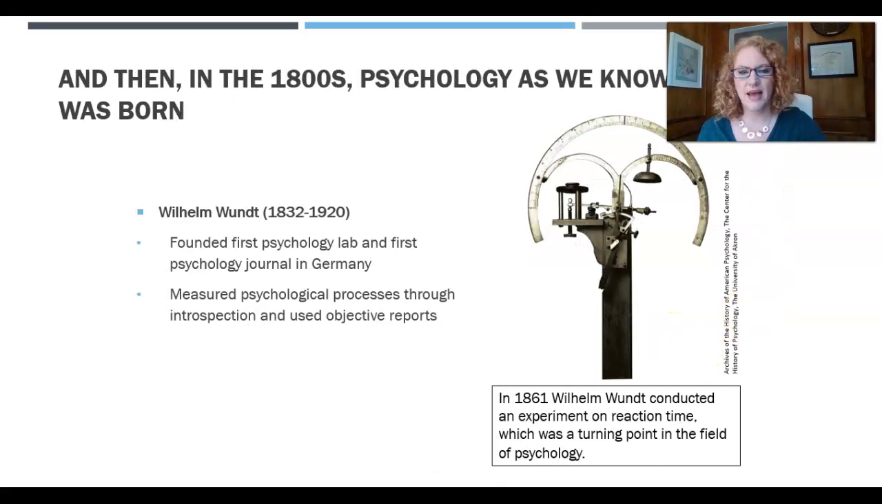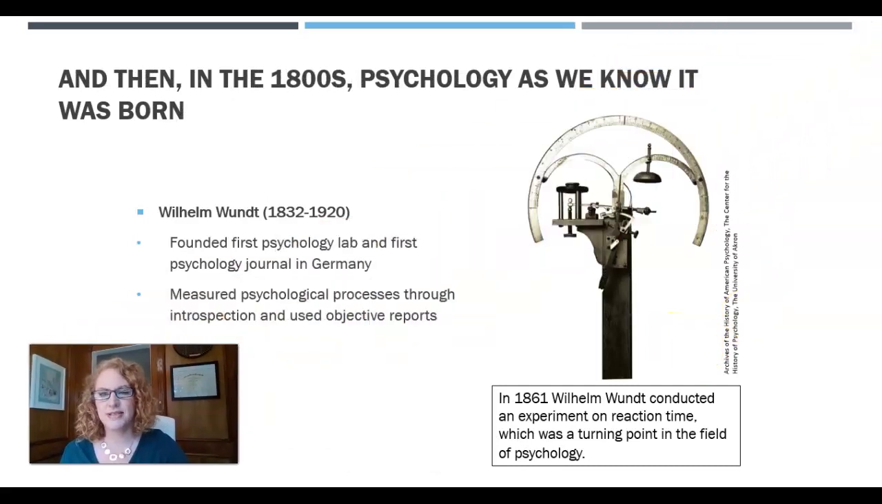All right, so then in the 1800s, psychology as we know it was born. So we go from 300 BCE with Plato and Aristotle, 1600s Descartes, and now in the 1800s, psychology as we know it was born. Do you realize how new that is? This is a science in its infancy.